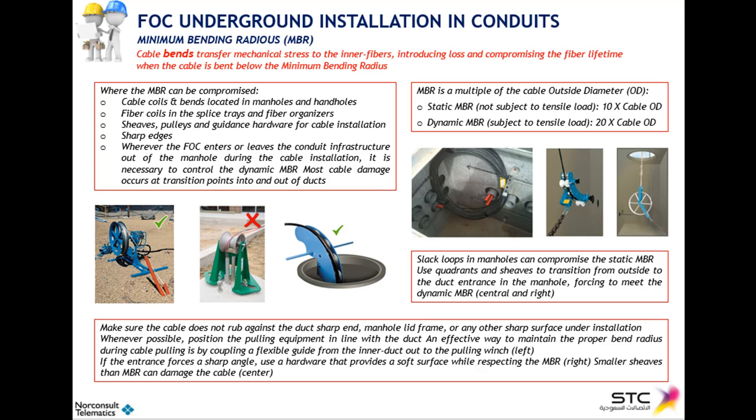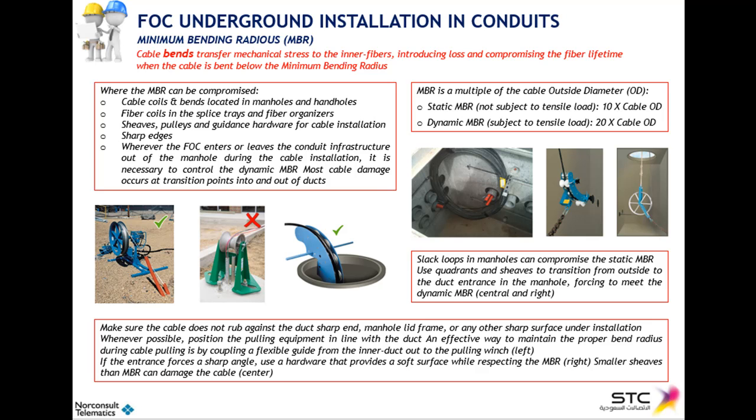But how do we make sure to meet the minimum bending radius? Here is the rule of thumb. The MBR is a multiple of the cable outer diameter. So you measure the cable diameter and the minimum bending radius is a multiple of this.